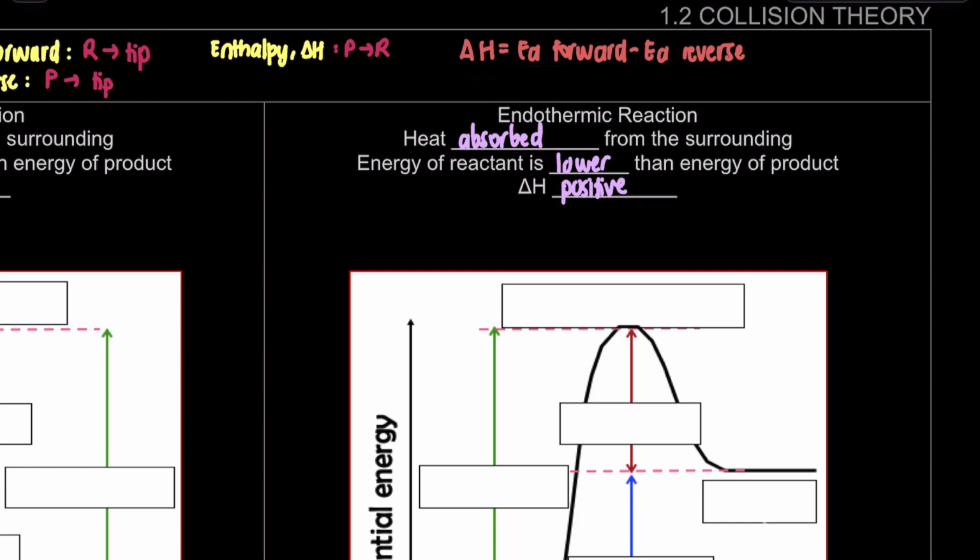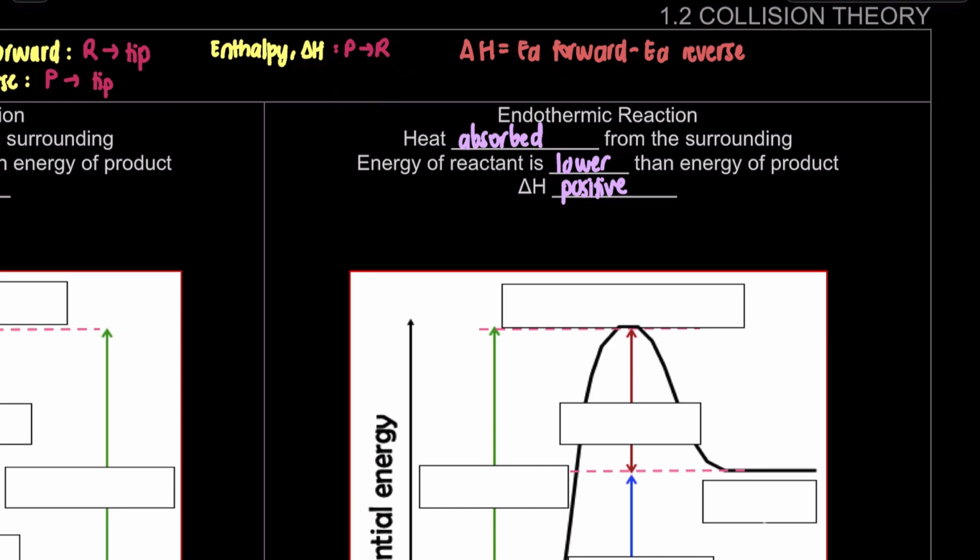So for this chapter 1.2, this is the only calculation. If we have any calculation question, we calculate the delta H by using EA forward minus EA reverse. For example, if the question gives you EA reverse and delta H, then we can find the EA forward. Or if the question gives you EA forward and EA reverse, you can calculate the delta H. So during chapter 2, we learned delta H is product minus reactant.